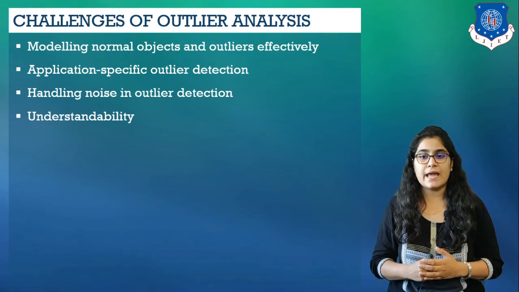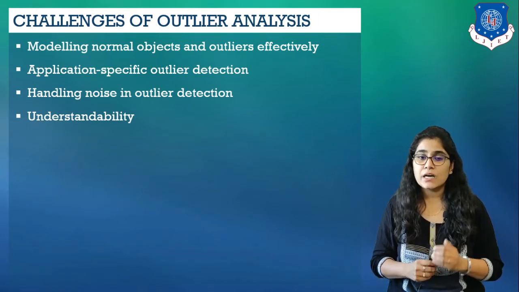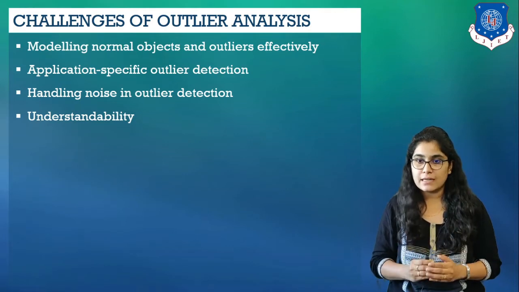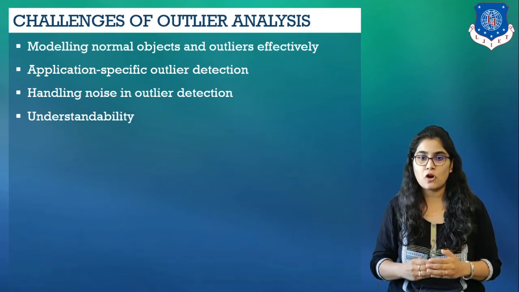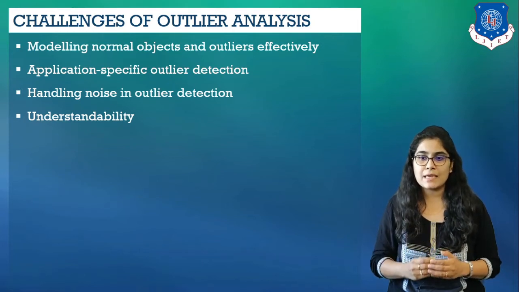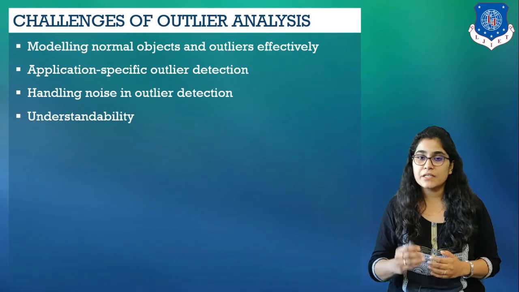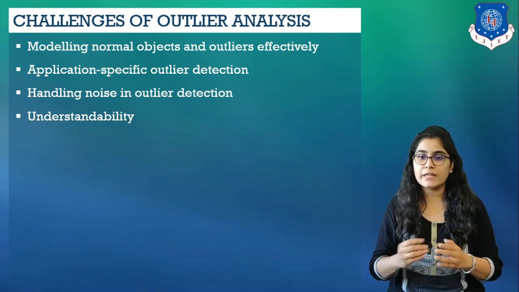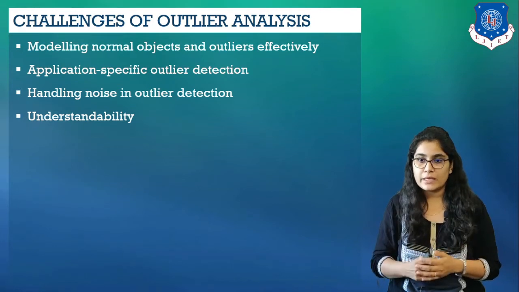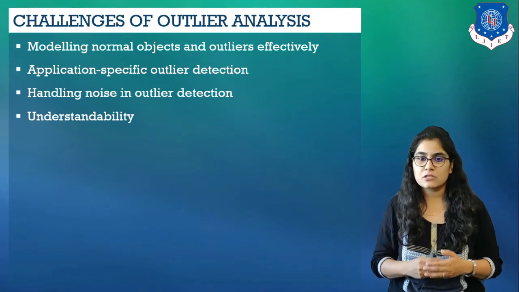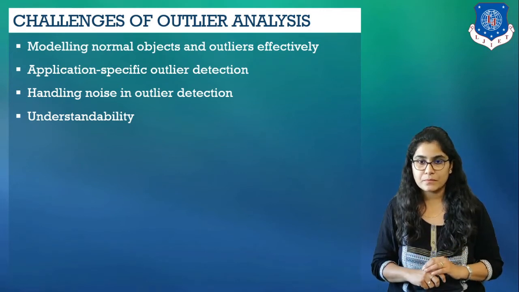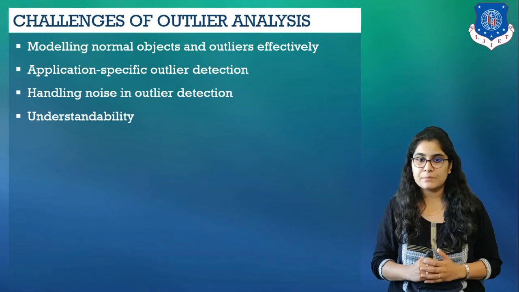Low data quality and the presence of noise bring a huge challenge to outlier detection. They can distort the data, blurring the distinction between normal objects and outliers. Moreover, noise and missing data may hide outliers and reduce the effectiveness of outlier detection. An outlier may appear disguised as a noise point, and an outlier detection method may mistakenly identify a noise point as an outlier. Last is understandability.